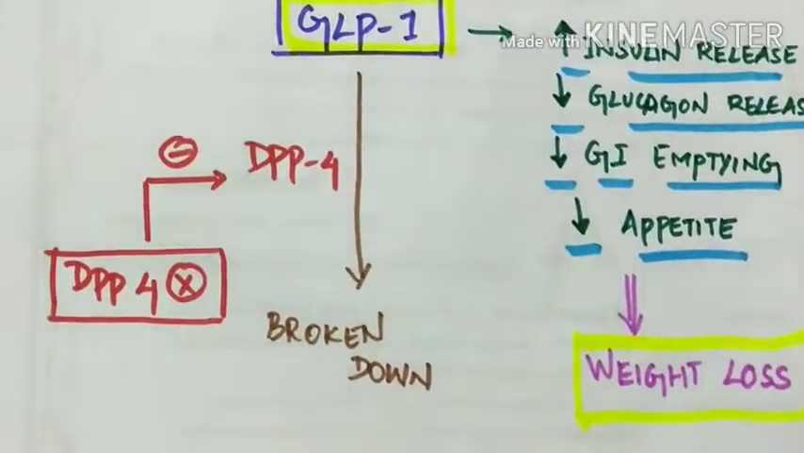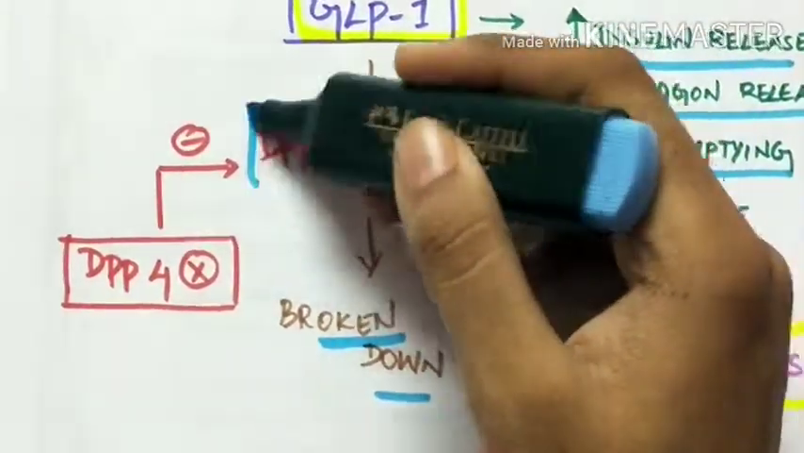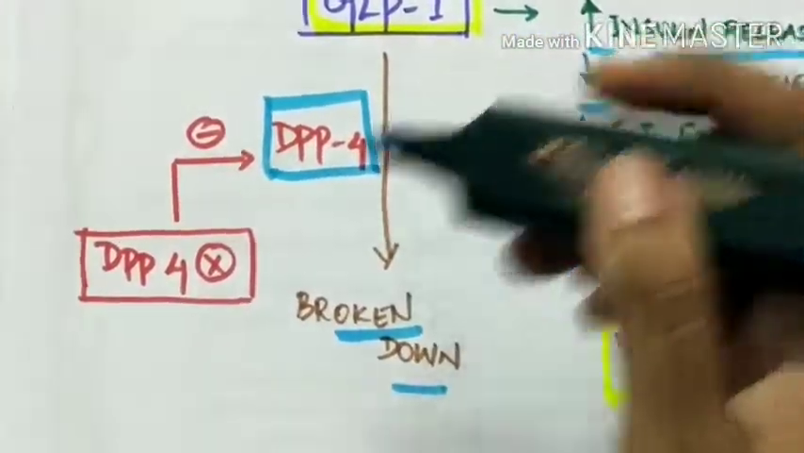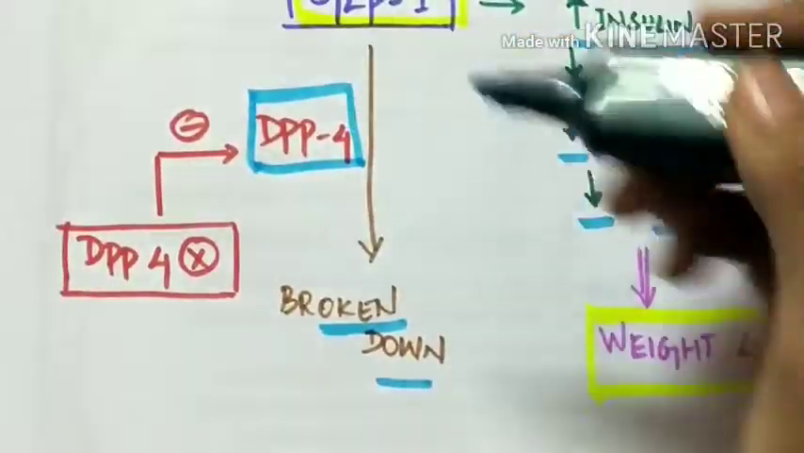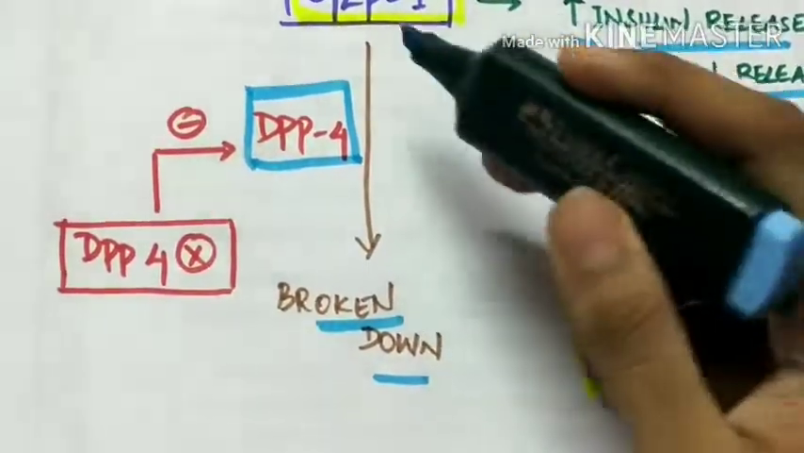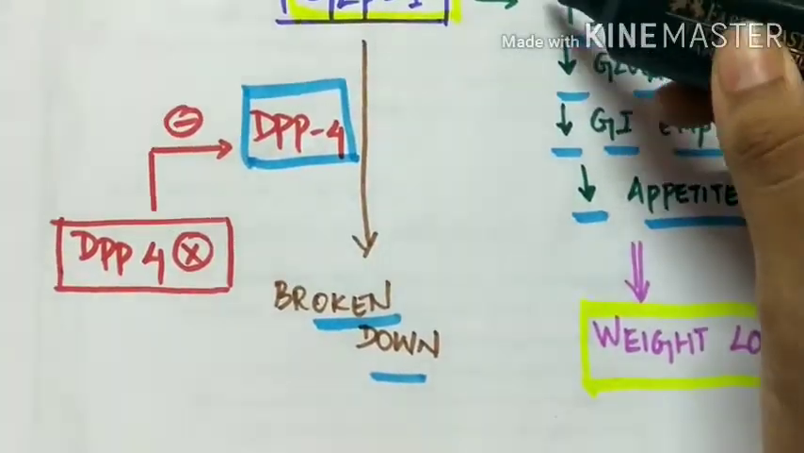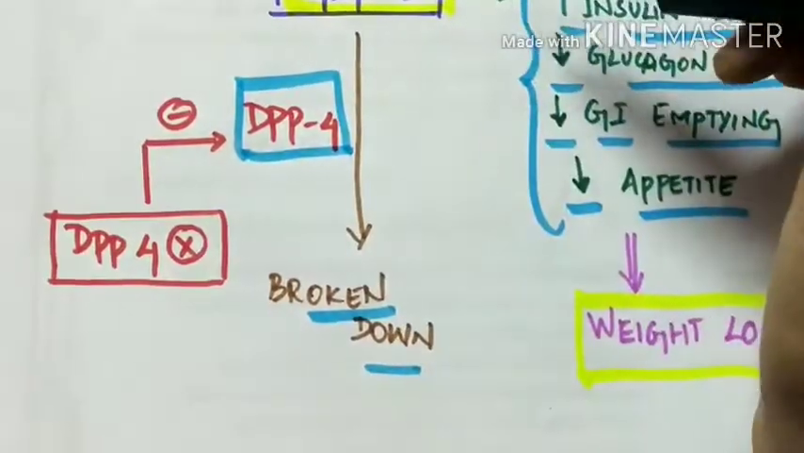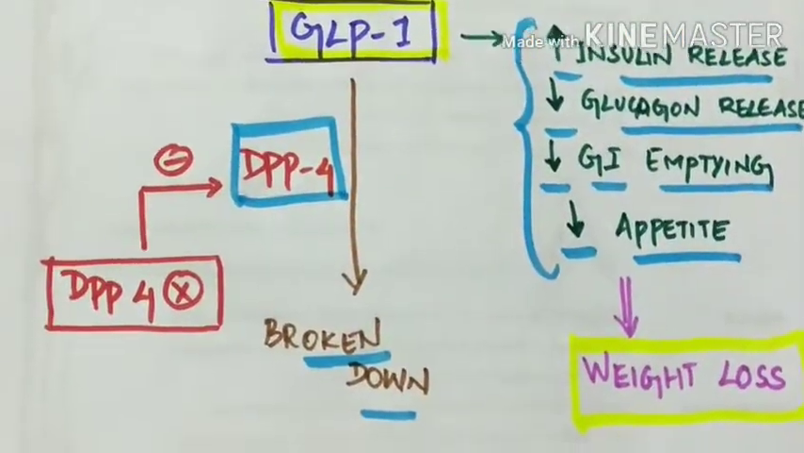And glucagon-like peptide 1 is broken down with the help of the enzyme DPP4. These DPP4 inhibitors inhibit this enzyme and thereby prevent the breakdown of glucagon-like peptide 1, and hence it increases the action of GLP-1. Thereby it acts as an oral hypoglycemic drug.